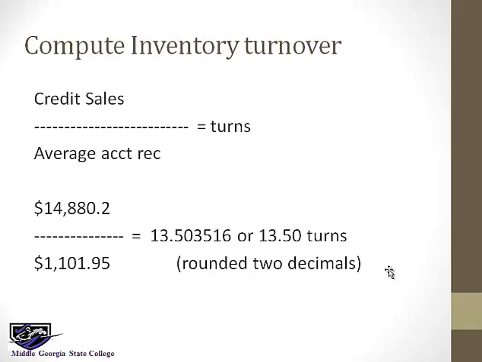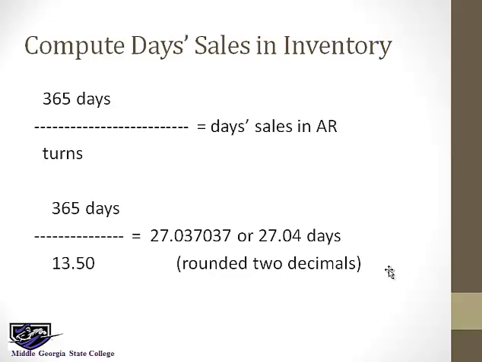13 turns a year is a little bit faster than 12 turns a year, and 12 turns a year was once a month, as we talked about in the inventory turnover ratio. So this is a little bit faster than once a month. Let's convert it to days and see how many days it is. So we take 365 and divide it by turns, and we get just a touch over 27 days. So just a little bit less than a month, which is what we thought by interpreting the turns.